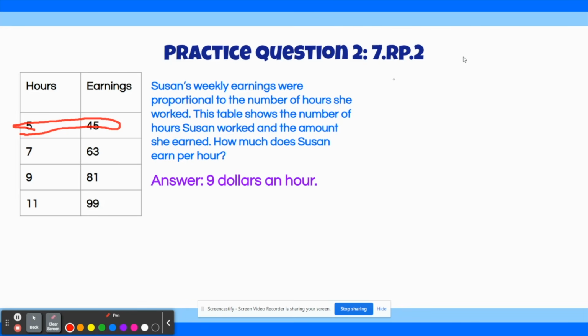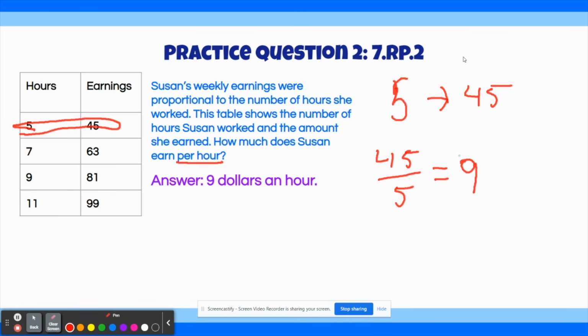So for 5 hours of work, Susan earns $45. So this means that since each hour she earned the same amount, we can just divide 45 over 5 to get the unit rate, which is our answer. This is a unit rate because it is asking us how much Susan earns each hour, which means how much she earns in 1 hour of work.